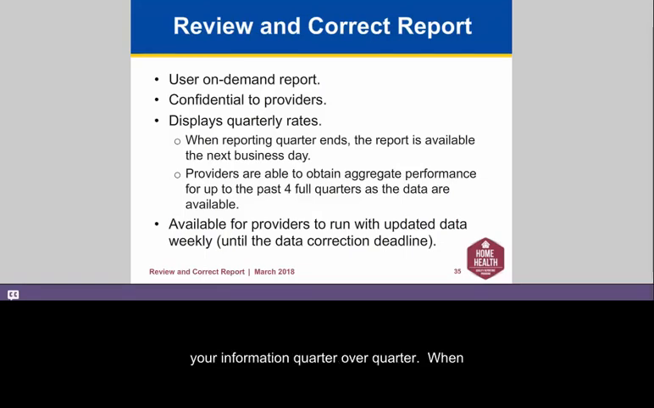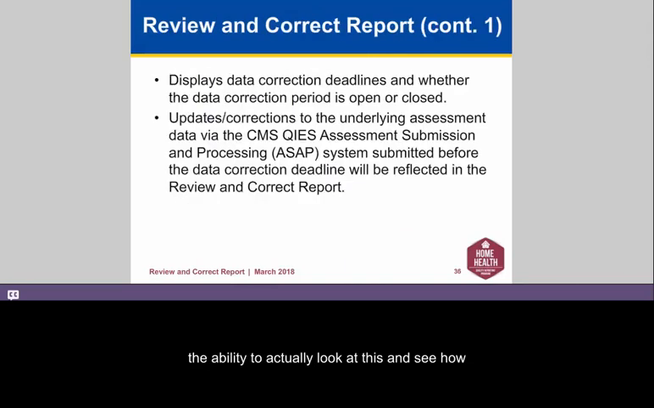When each reporting quarter ends, that information is now available to you the next business day. You will be able to follow that information to obtain aggregate performance data for up to 4 full quarters as the data becomes available with each quarter. You can run this with updated information weekly until the data correction deadline. So this will give you the ability to actually look at this and see how it might be changing.